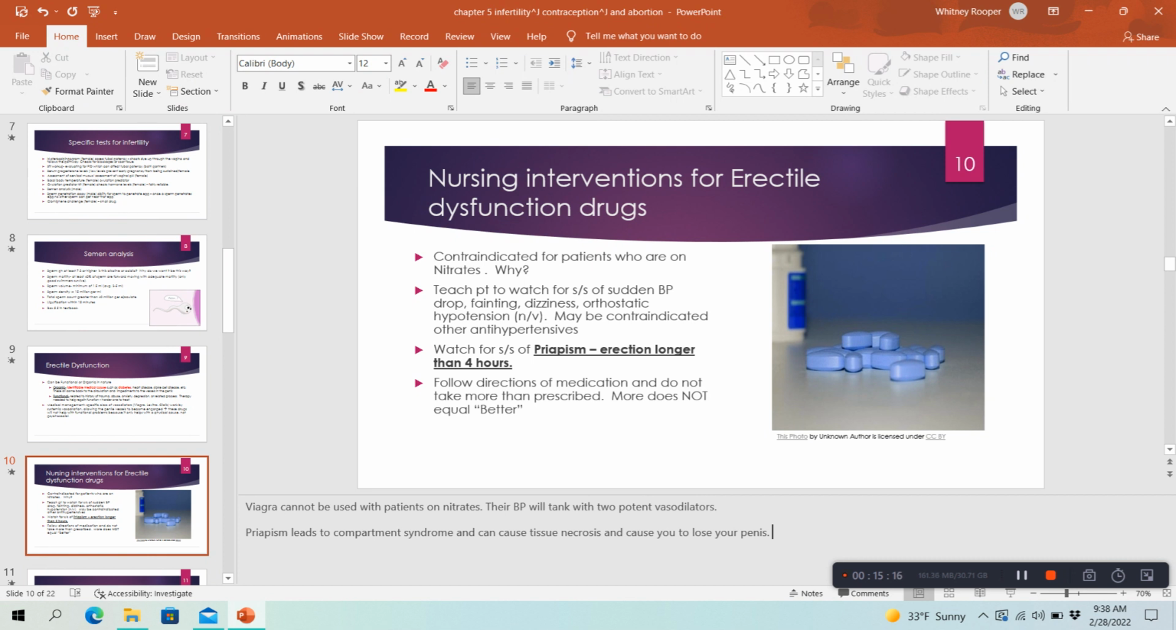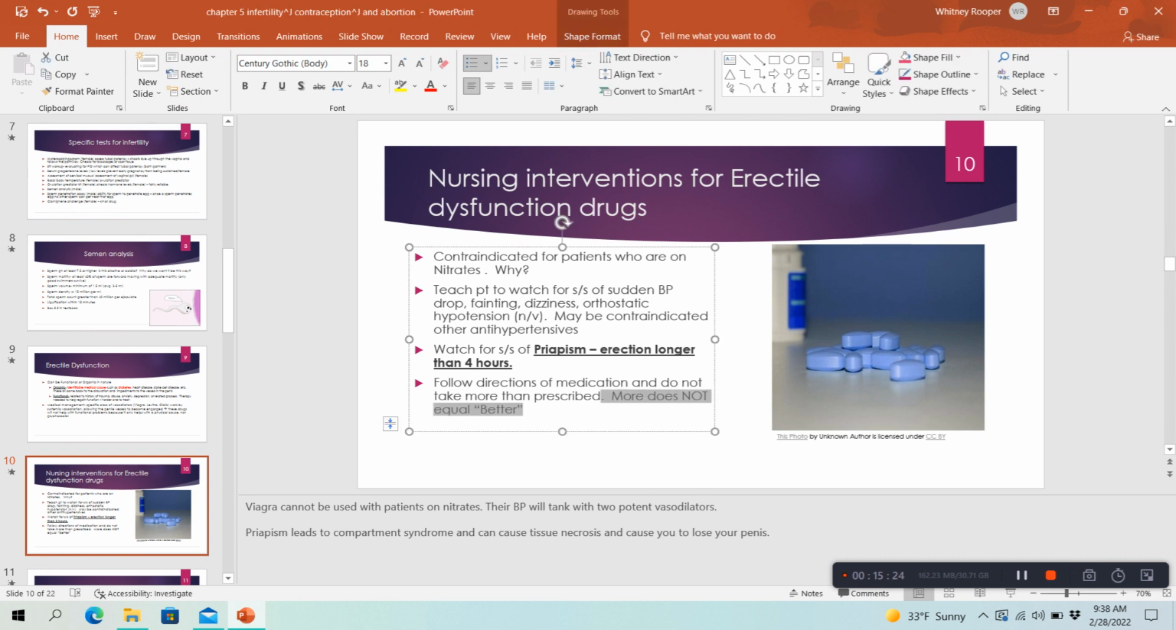So also we want to make sure that we teach patients that more is not better. We all think if one's good, two must be better. Three must be even better. And you can't get any better than normal function. So if you're a young, healthy, normal male with normal sexual function, taking Viagra or Levitra or Cialis is not going to make your sexual escapades any better. If you have normal function, you have normal function.